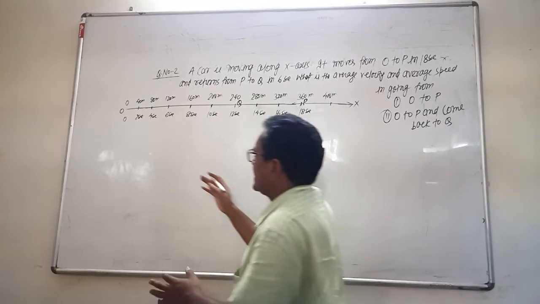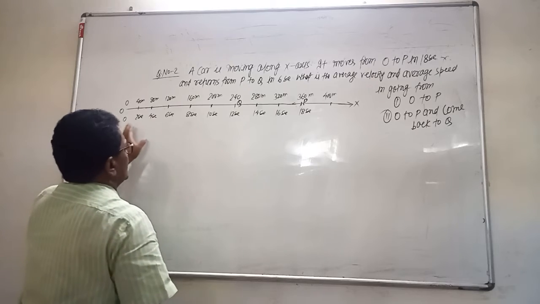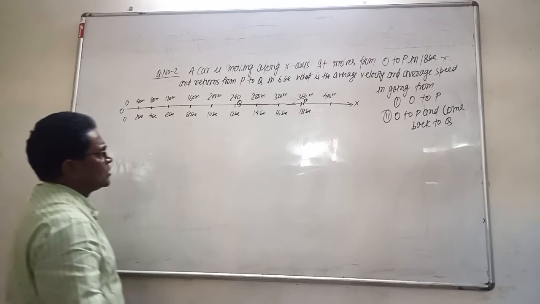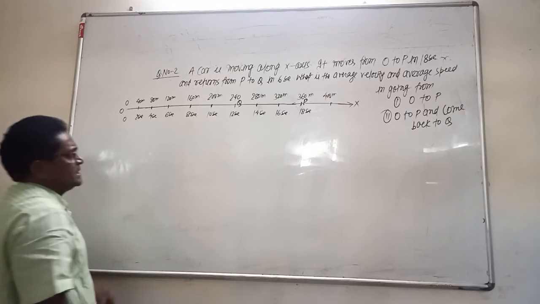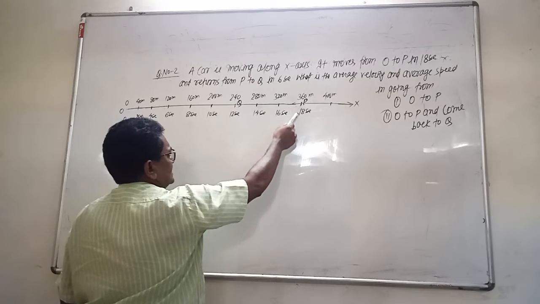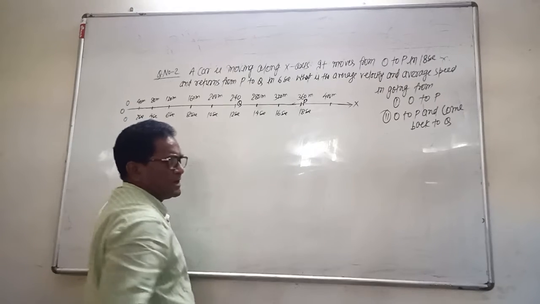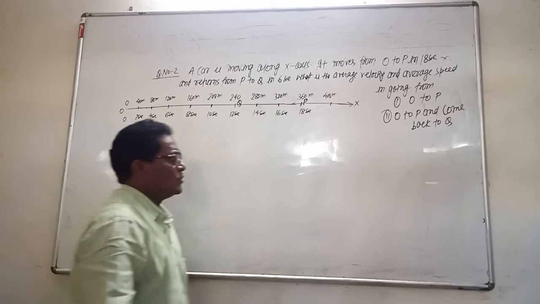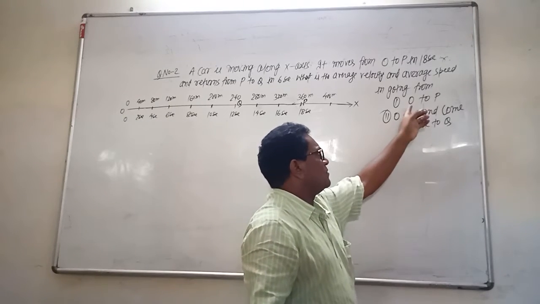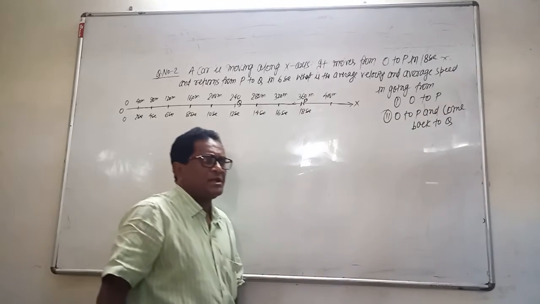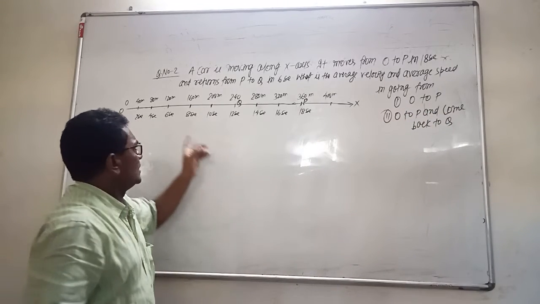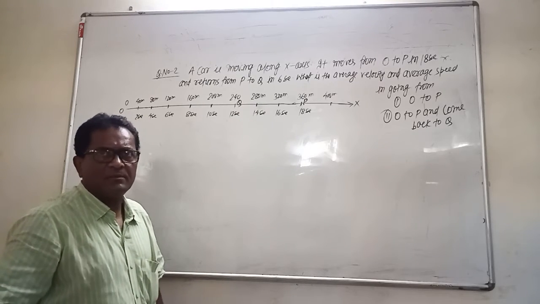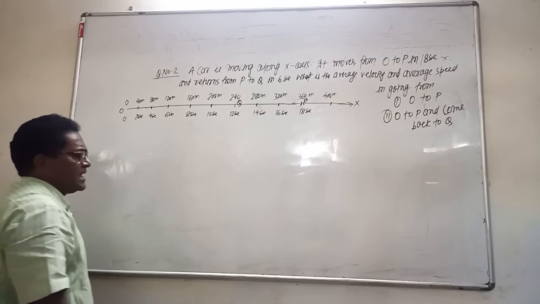So a car is moving along X direction. It moves from O to P. It goes from O to P in a total of 18 seconds and returns from P to Q in 6 seconds. So what is the average velocity and average speed in both of the cases? In going from O to P, we have to find average velocity and average speed. In the second case, when it goes from O to P and returns back from P to Q, then we have to find both the average velocity and average speed.